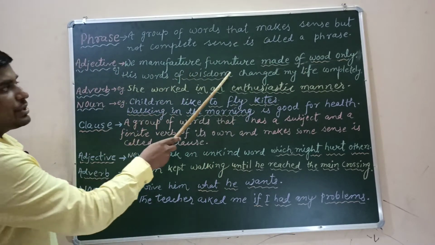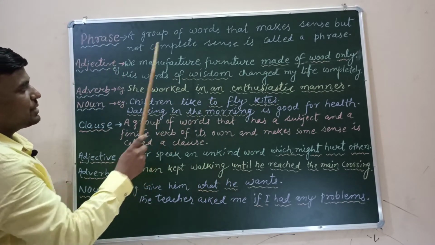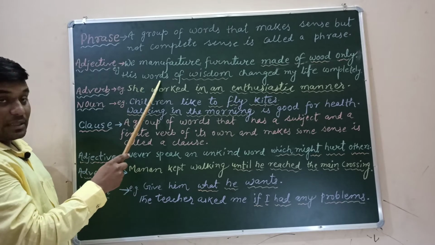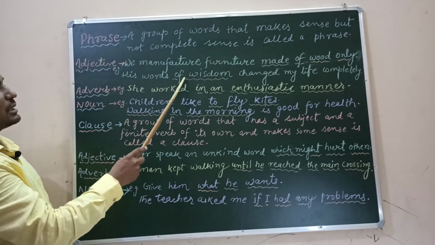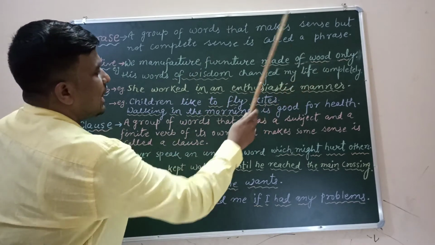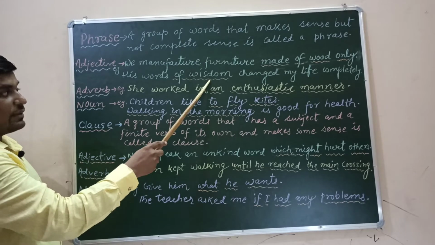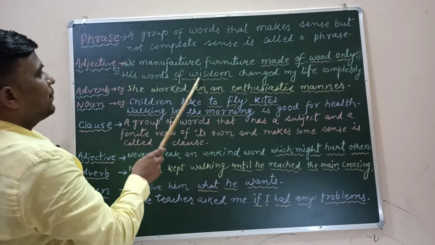His words of wisdom changed my life completely. Here you can see of wisdom. Words is a noun and this is adding meaning to the same, so this will be an adjective, right? So his words of wisdom changed my life completely. A group of words without a finite verb and subject will be an adjective phrase.